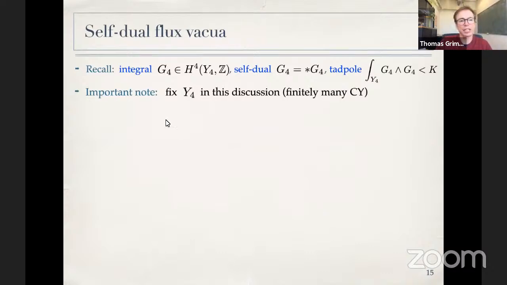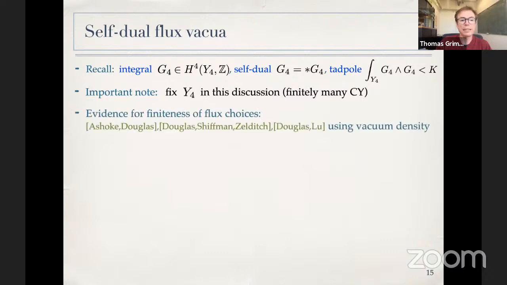The finiteness conjecture states that if I have an integral flux and a G4 which is self-dual, so I impose this vacuum condition, and I have this tadpole condition, then there should be only finitely many solutions. I should note, I fix the Calabi-Yau manifold in the following. So if you want, I assume that there are only finitely many Calabi-Yaus. I'm not able to prove this in this talk or as of now in any other way.